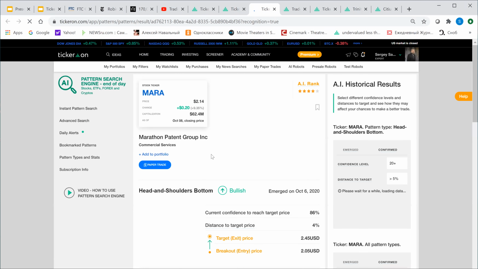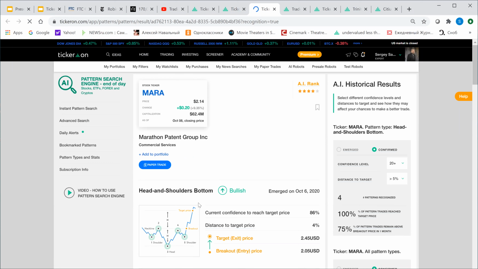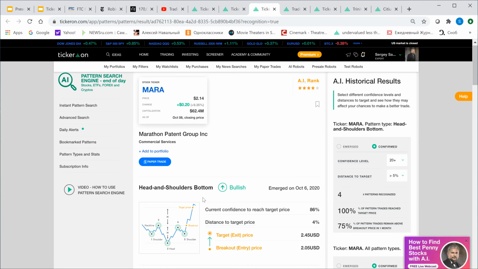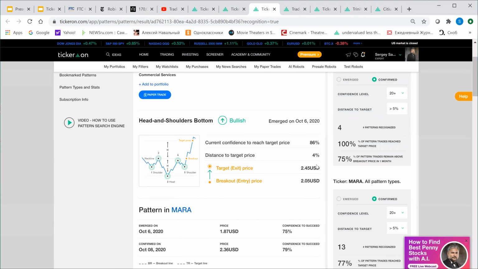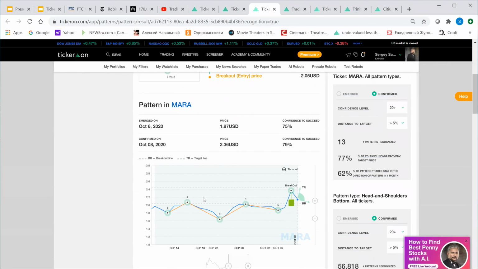And then we see what's going on. This is a Head and Shoulders bottom. You can make like 4% on this one. As you can see, this is a Head and Shoulder pattern, kind of moving up.